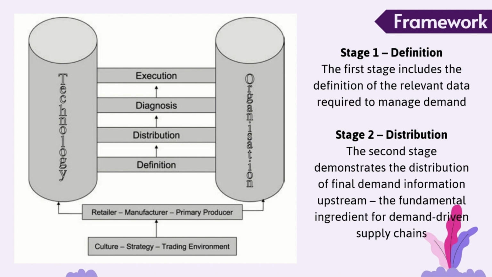Stage 2, distribution. The second stage demonstrates the distribution of final demand information upstream, the fundamental ingredient for demand-driven supply chains. A key area for improvement here is the streamlining of information handling systems, both within and between companies. The development and growing adoption of web-based demand management software creates the opportunity for involvement in the demand management process of smaller scale suppliers by substantially reducing the cost and the complexity of access to downstream information and management systems.